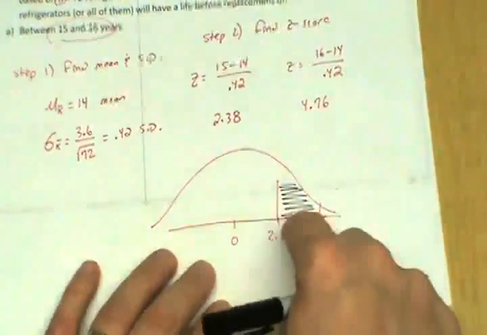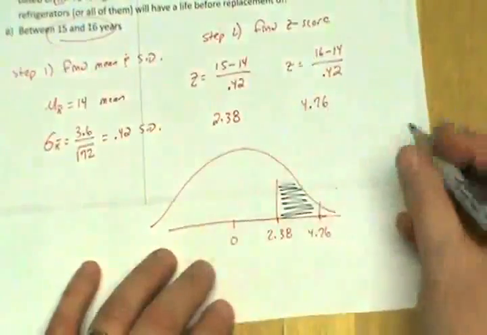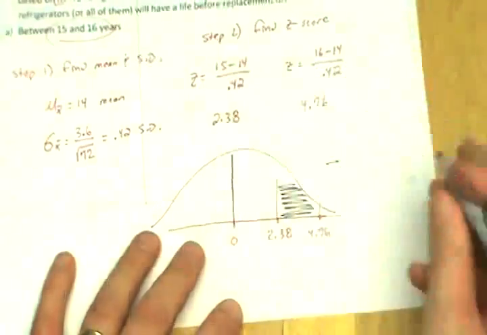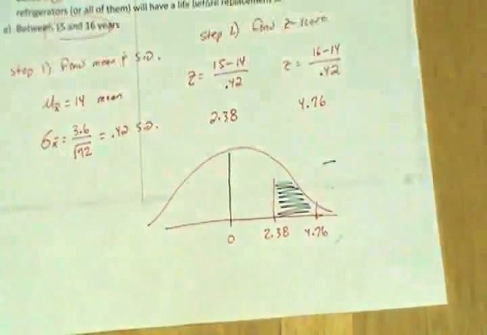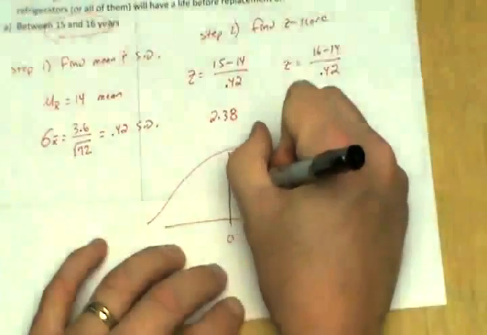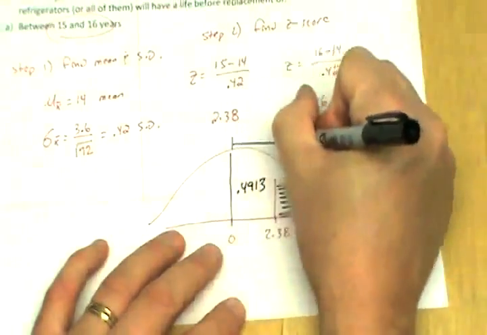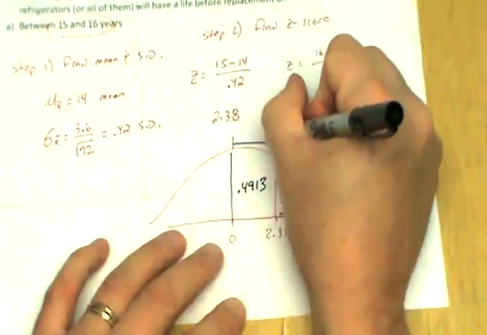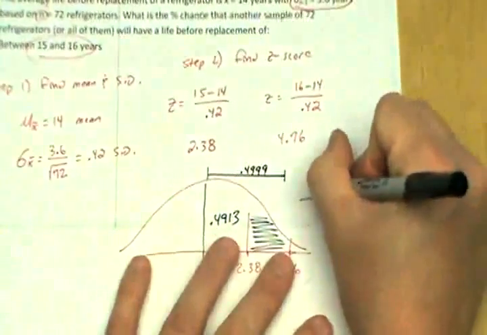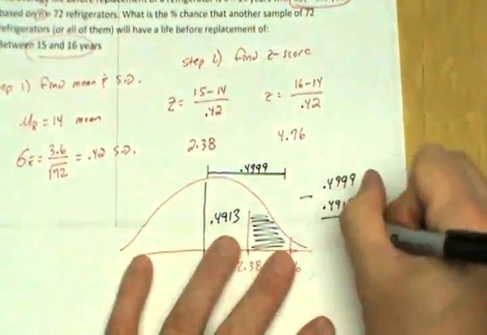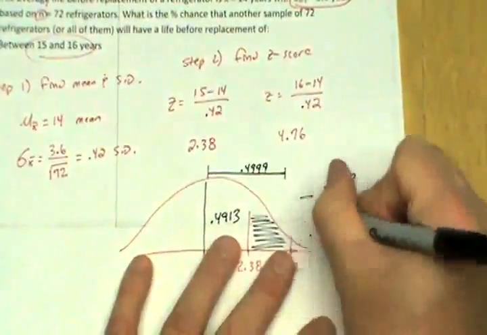The shaded region that we want between the z-scores does not cross over 0, so we're going to subtract. And the tail's not involved, so 0.5 is not part of the final conclusion. And we look up 2.38. So I'm looking on my bell-shaped curve right now, 2.38. We're getting back 0.4913. And then when we look up 4.76, that's actually off the chart. So that's 4999. So we take the 4999 and we subtract the 4913. We're getting back 86.